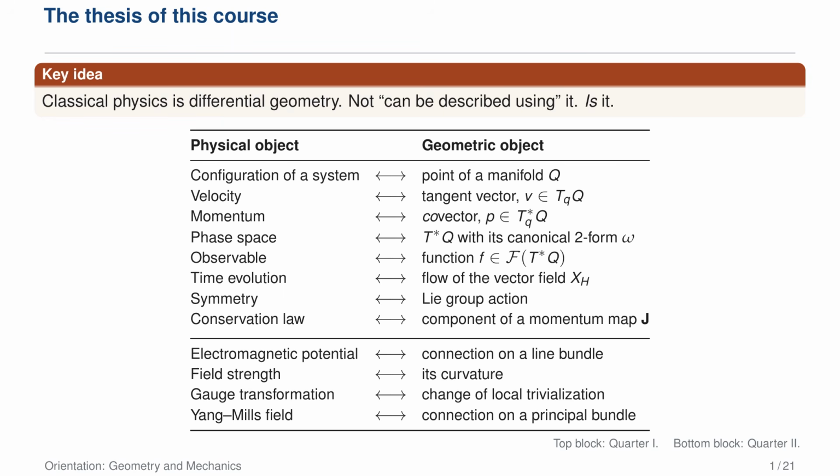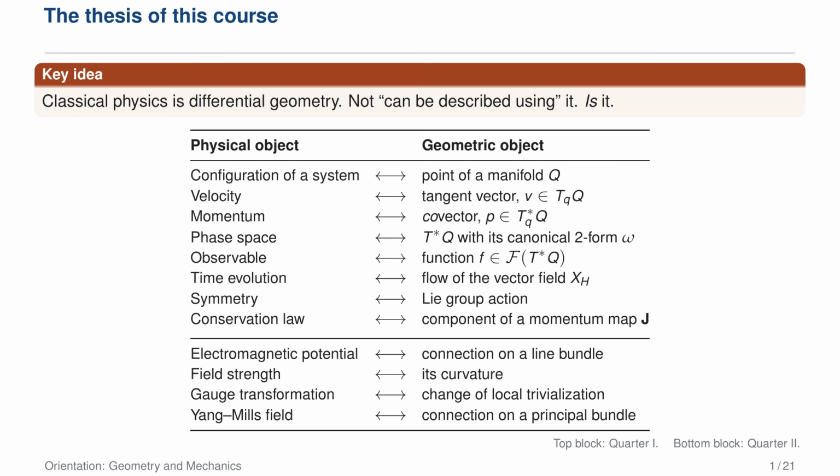A momentum is a covector, which is a different kind of thing, and we will spend a whole lecture on why. Phase space is the cotangent bundle carrying a two-form called omega. An observable is a function. Time evolution is the flow of a vector field. A symmetry is a Lie group action, and a conservation law is a component of something called a momentum map. That is the first quarter.